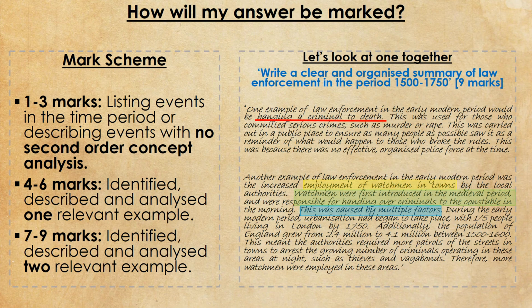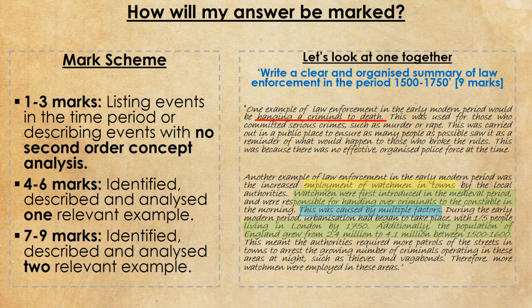Right, their second order concept then is the fact that they are talking about what caused more watchmen to be employed. And again, they back this up with supporting detail. They talk about the fact that the population has grown and there are now more people living in towns such as London than there ever were before in different time periods. They said that population rose up to 4.1 million in the space of 100 years. And then they go on to talk about the consequence of that. Well, because there are more people in towns, there is more crime going on. So therefore, they need more watchmen to try and bring down these rising levels of crime in this time period.